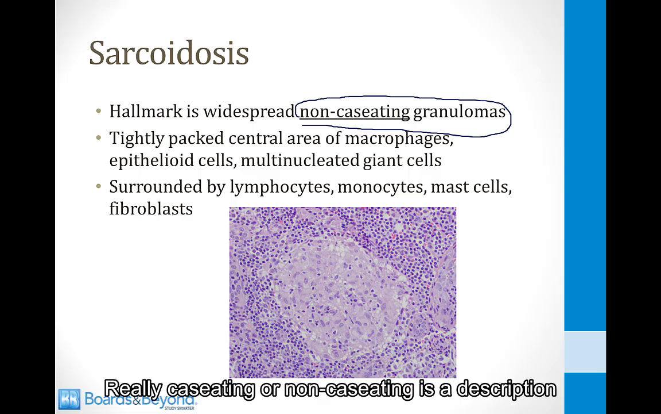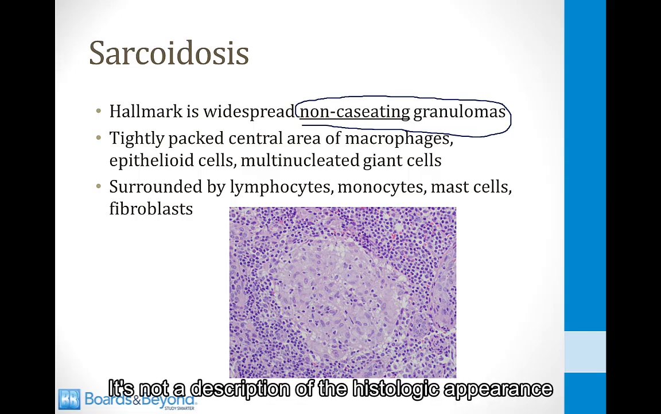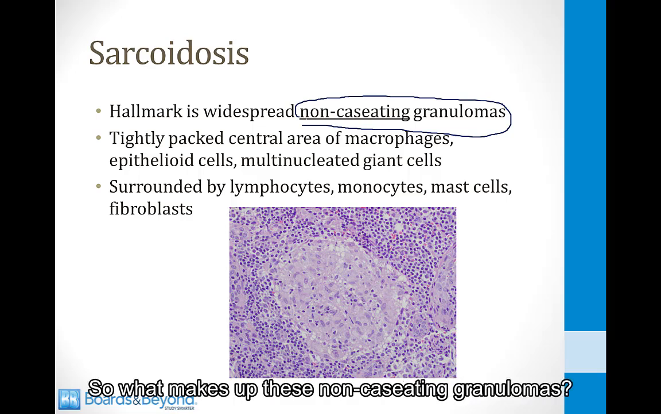Really, caseating or non-caseating is a description of the gross appearance in sarcoidosis. It's not a description of the histologic appearance, although it's often used to mean that, because in patients with sarcoidosis you don't see necrotic tissue, which is what you do see in TB. So what makes up these non-caseating granulomas?